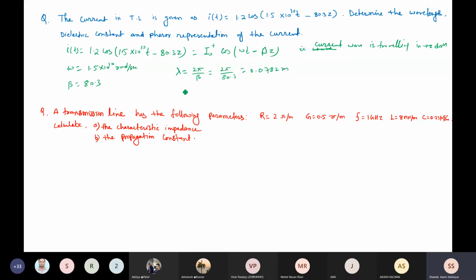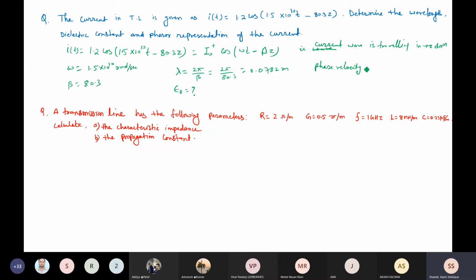Okay, now if you want to find the dielectric constant, how can we find it? The dielectric constant is epsilon r. To get epsilon r, first of all, we should go through the phase velocity. So we'll have the phase velocity.